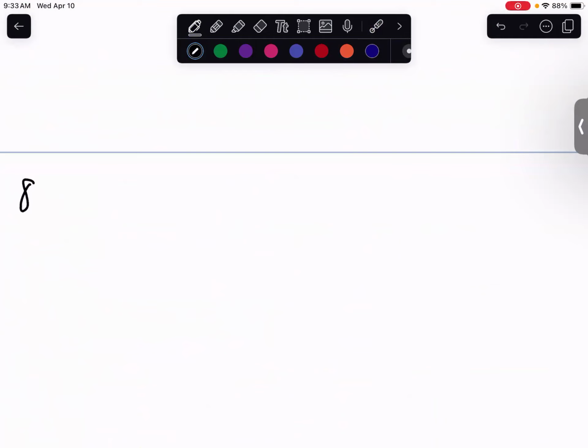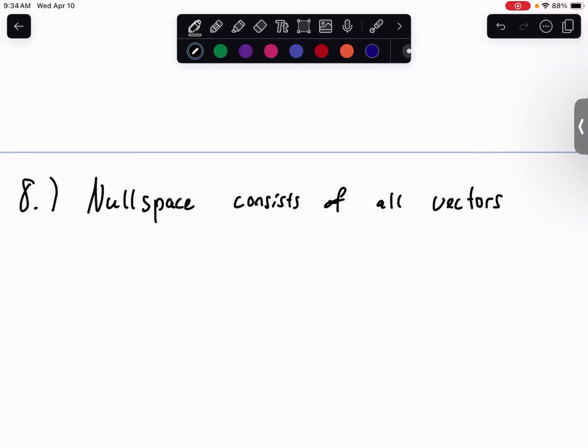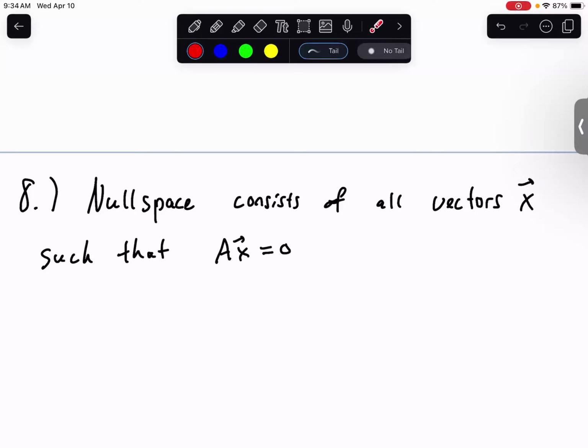And so just writing things out in words, we have that the null space of A consists of all vectors X such that AX ends up being equal to 0, right? This is just the definition of the null space. It's a collection of all solutions to the system of linear equations, setting it equal to 0.